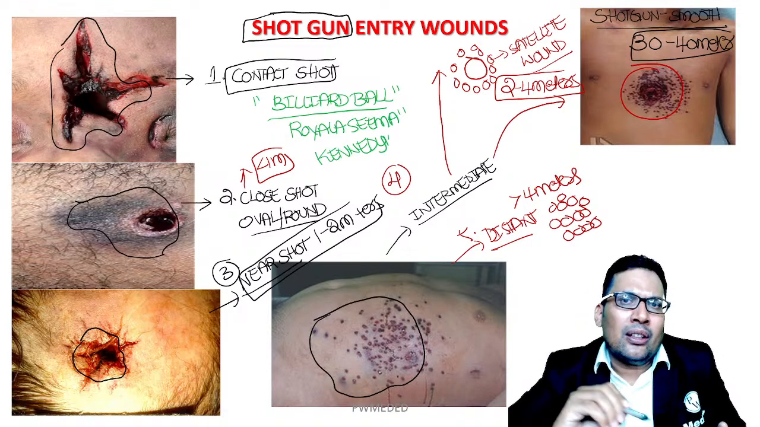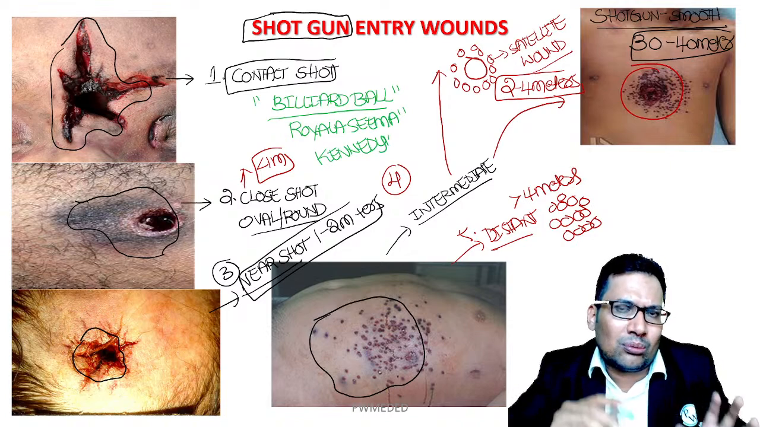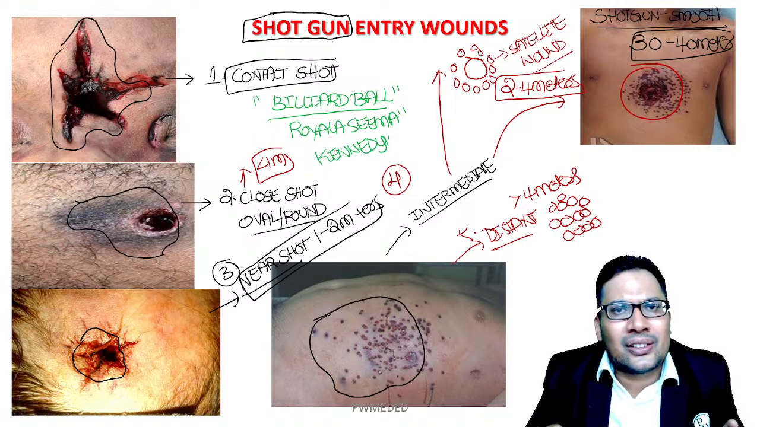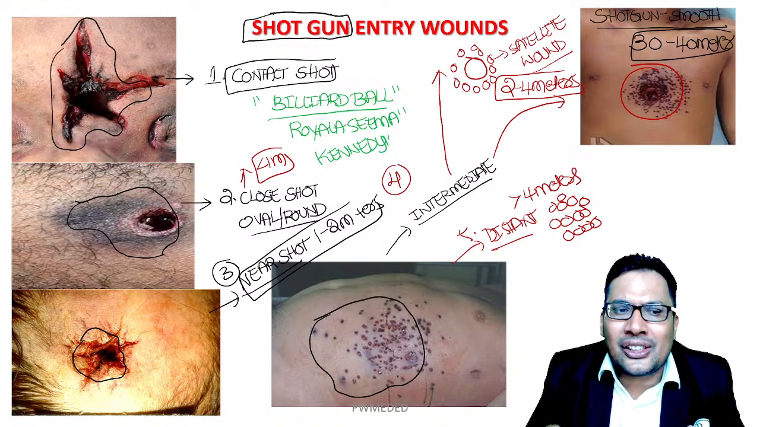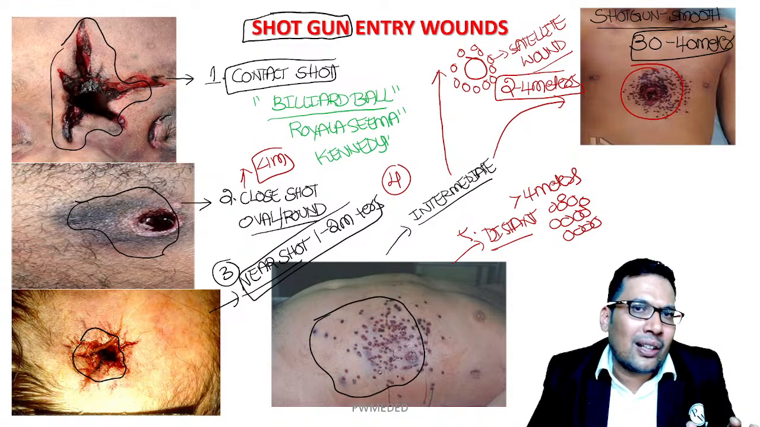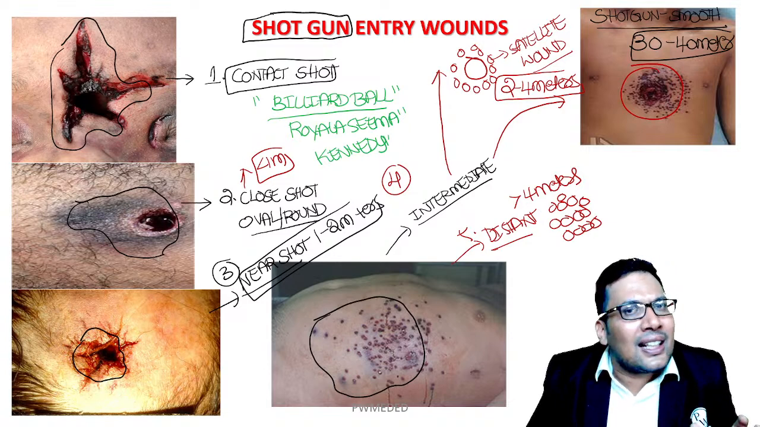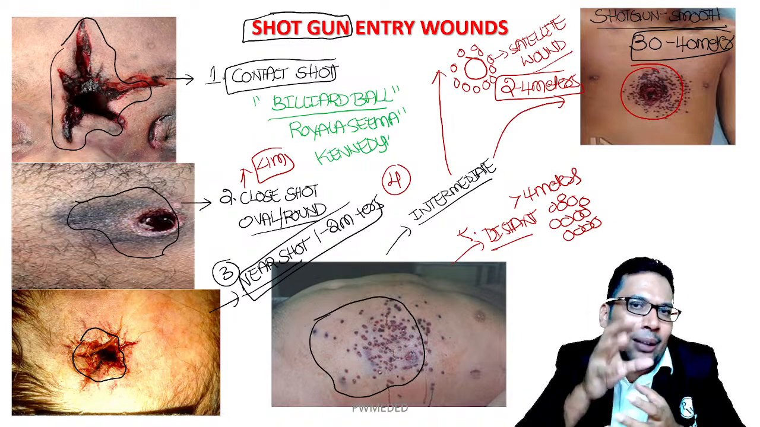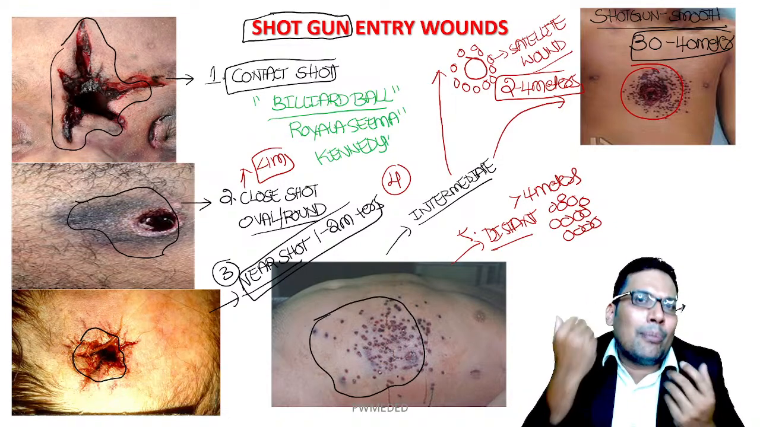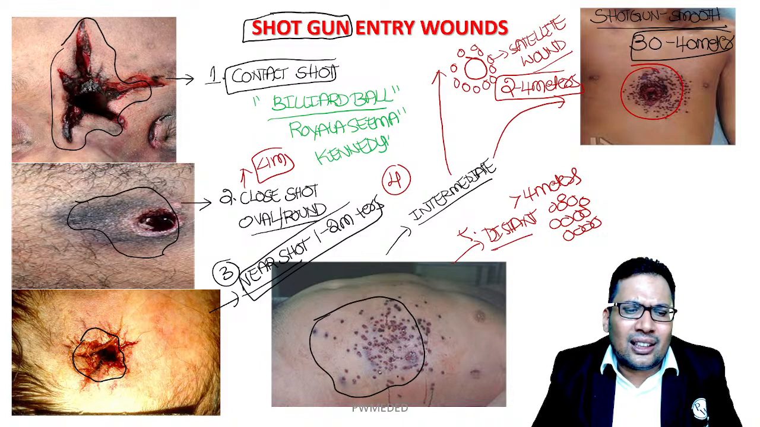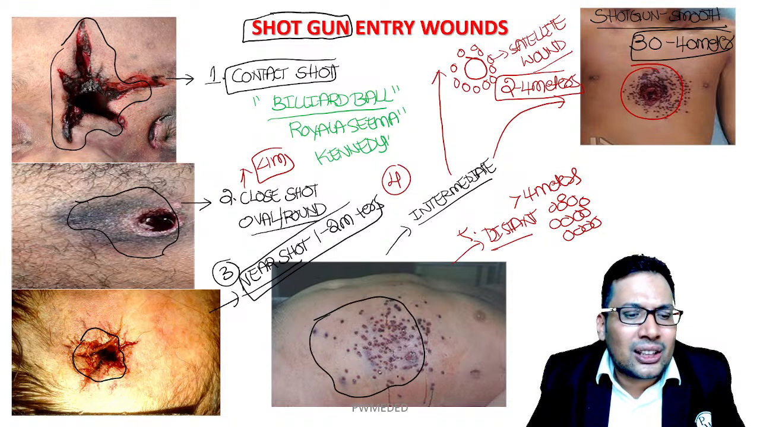Explain the first picture. In the first picture you can see a cruciate type of entry wound with irregular margins. That cruciate incision goes in favor of a contact shot. In a contact shot, you will see serrated edges. When a shotgun is fired, the gas and flame enter the wound and come back out, which causes a more everted type of wound.